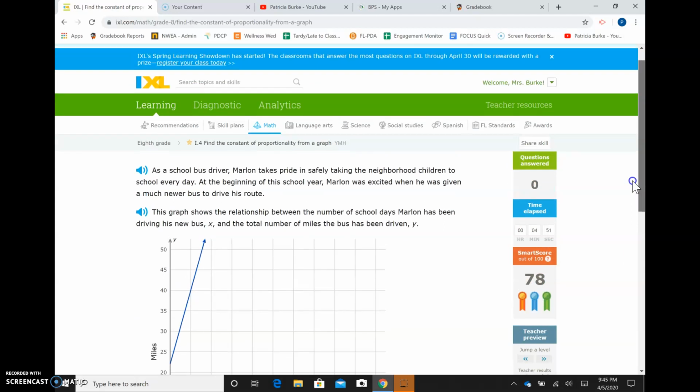And really, that's all there is to it for this assignment. This is one of 2 assignments. So I will have another tutorial video. These are a little shorter because they're just showing you around the assignment itself. So do your first assignment of find the constant of proportionality from a graph. Then I'm going to have one more tutorial, and then you'll have a second assignment.